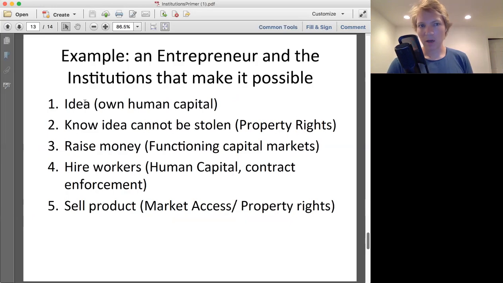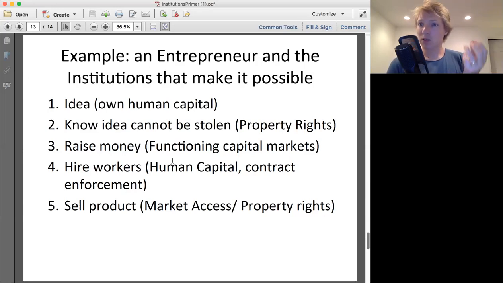Another way to think about it is to think about it from an entrepreneur who is setting up a firm for the first time. What are the institutions needed there for each of the steps? Well, you need the idea. So you need that human capital. You need that human capital generating institution, some sort of educational system. You need to know your idea cannot be stolen and what you produce cannot be stolen. So this is intellectual and physical property rights.